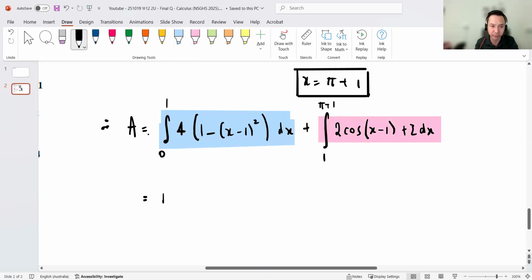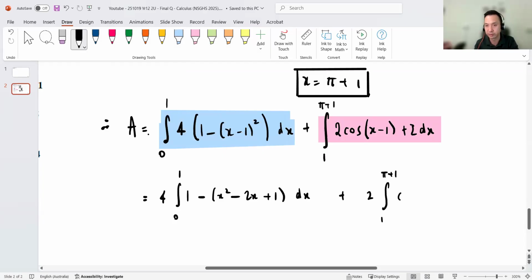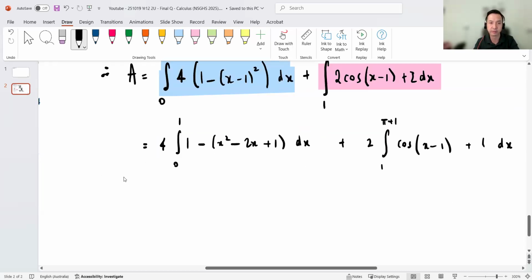And now I'm going to integrate. So I'll bring out the 4, and I will expand that to 1 minus x squared minus 2x plus 1. And this one here, I'll factorize it. I'll take out a 2, yeah, take out 2. From 1 to pi plus 1, so it's cos(x minus 1) plus 1 dx. Okay, really easy to integrate, right?